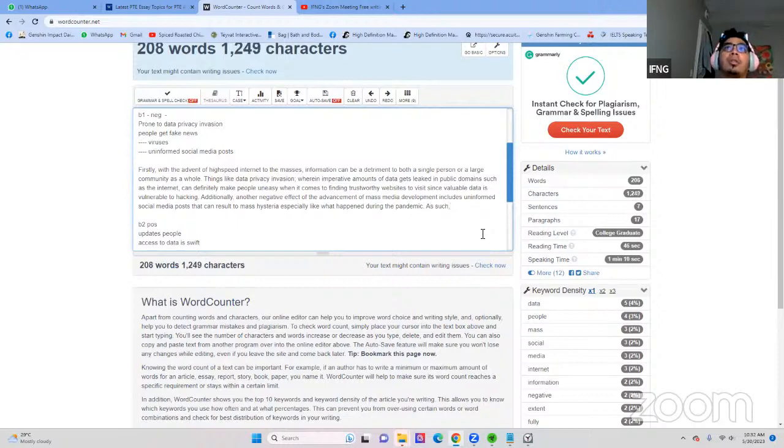As such, although technologically advanced or developed communities have access to information, to important information.